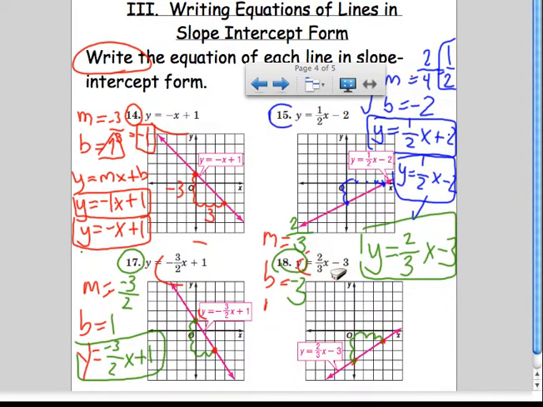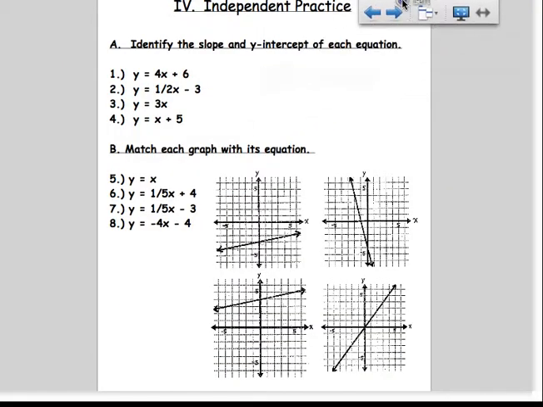At this point, I think you're ready for independent practice, so here are your practice problems. Not 5, 8. For these first 4, I'd like to identify the slope and y-intercept for each equation. So you need to tell me what is the slope and what is the y-intercept for each. And for these last 4, you need to match each graph with its equation. So you have 4 options, and you're going to match them either with graph A, graph B, graph C, or graph D.